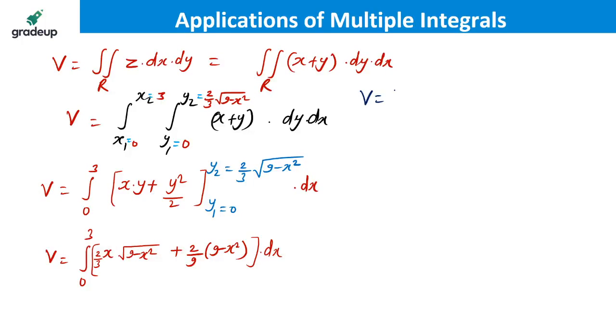So volume will be 1 by 3 out, 0 to 3, 2x root of this first term, root of 9 minus x square, power 1 by 2 dx. This is my first term. Then 2 by 9, again integration from 0 to 3. I have just separated it into two parts. 9 minus x square dx.